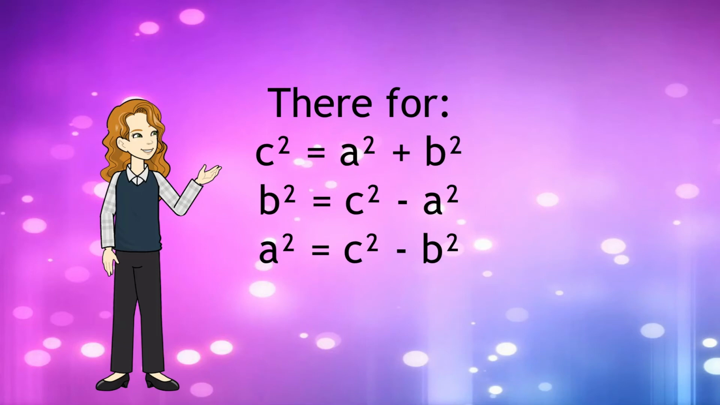Therefore, we have three formulas. Consider these. If you are going to find the hypotenuse, the longest side, we use C squared is equal to A squared plus B squared. But if the missing part is one of the legs, A or B, you are going to use C squared minus A squared or C squared minus B squared.